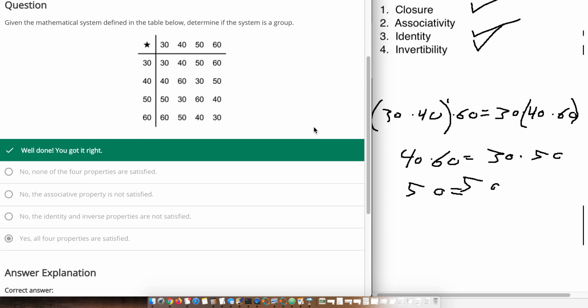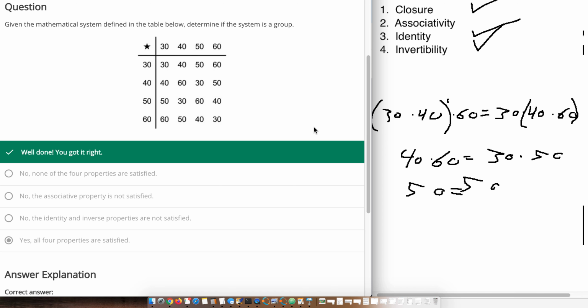Phew, okay, it was associative. But again, I couldn't be certain unless I did every possible example.